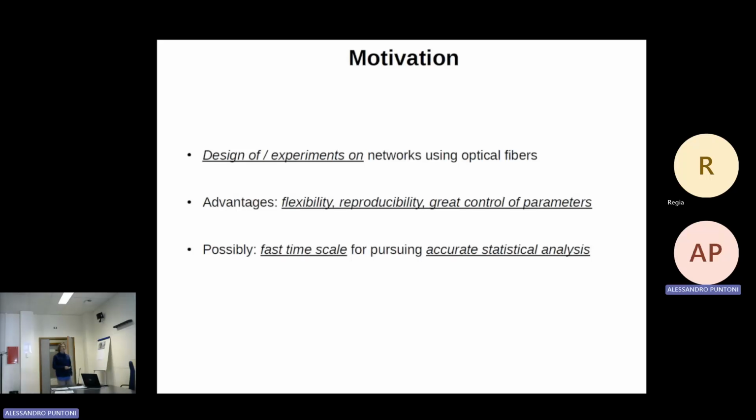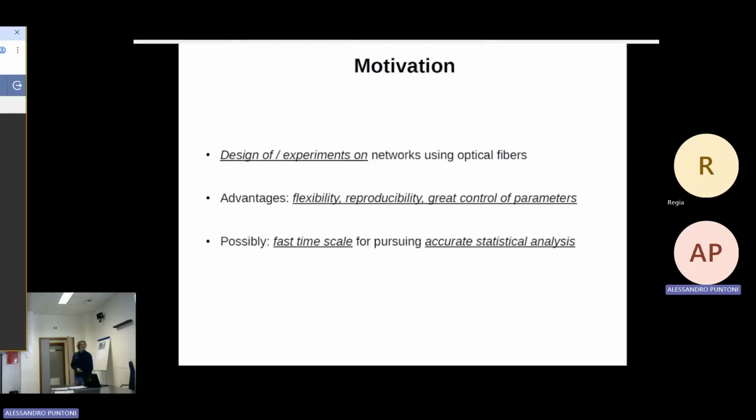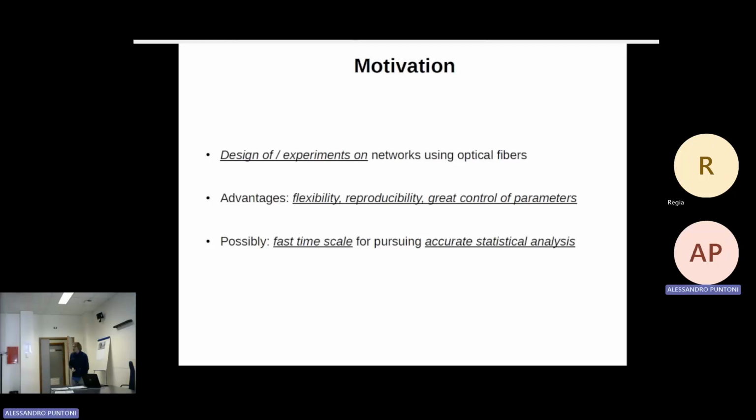So, motivation. Everything started with the idea of designing a new laboratory-created system about networks using optical fibers and lasers. The advantages are, of course, the possibility to play with it with a lot of flexibility, reproducibility, and great control of parameters. If you are in the lab, you have the laser at hand, on your table, so you can play very easily with it. Another important tool is the fast time scales that you usually have in optical systems, which gives you the possibility to perform a very accurate statistical analysis, which is very important in complex systems.